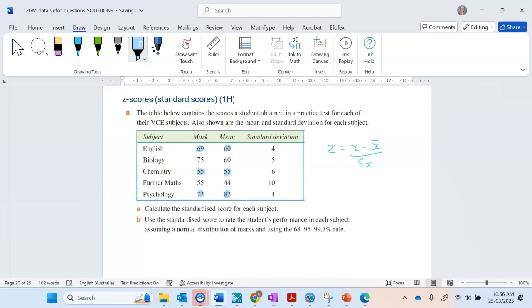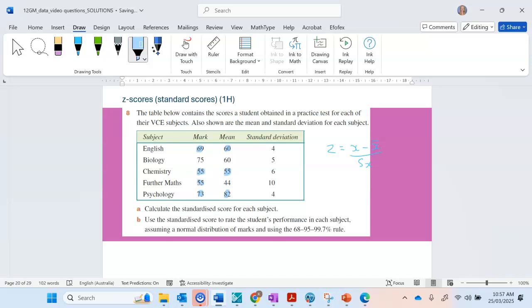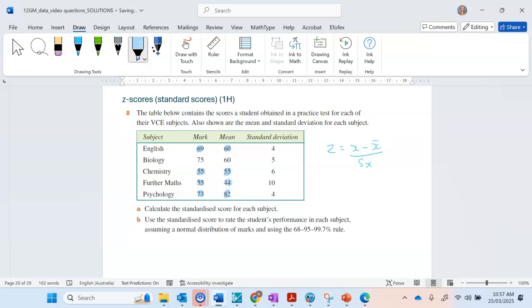And aeroplanes. Okay, hopefully there's no more loud aeroplanes. Chemistry, you can see that it is quite a low result, but it's average for the class. So you could say, well, yeah, it's okay. You're doing average. And then further maths, 55 again, but well above the mean for the class. So you could say you did quite well in further maths, which is what general maths used to be called back in the day.